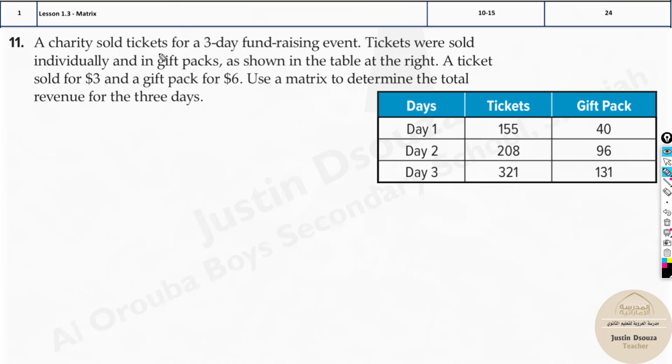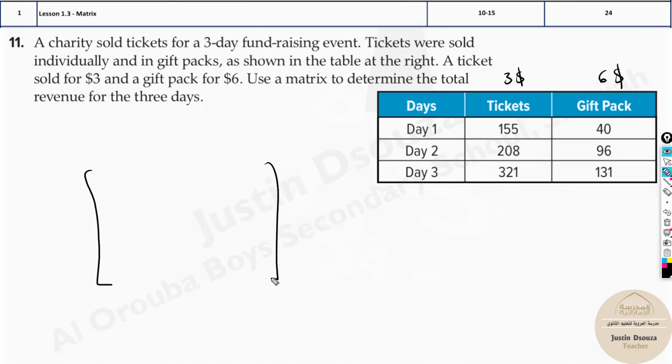Now another real world problem. A charity sold tickets for a 3-day fundraising event. Tickets were sold individually and in gift packs as shown in the table over here. A ticket sold for $3 and a gift pack for $6. Now I'll just write it over here. Each of these tickets was $3, $6 for the gift packs. Use a matrix to determine the total revenue for the 3 days. All the 3 days, how much did it cost? So what you need to do is use a matrix. So let's do the same thing.